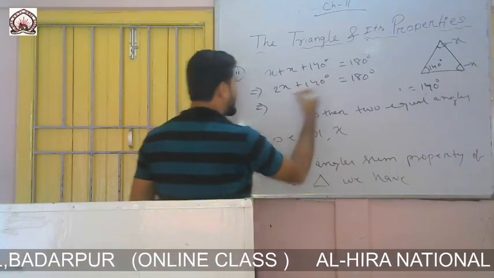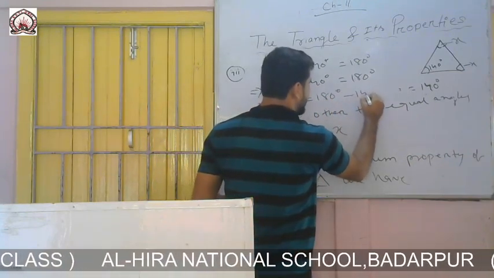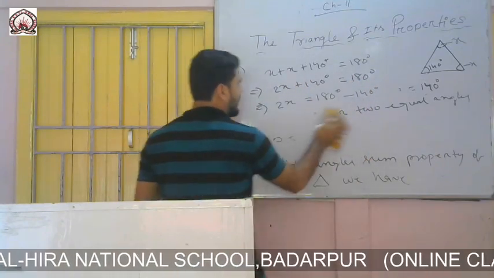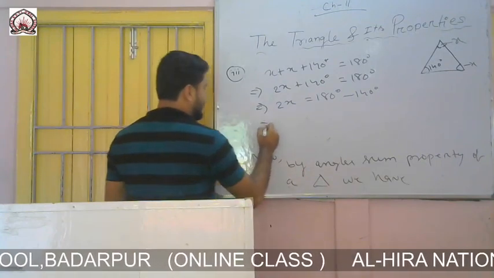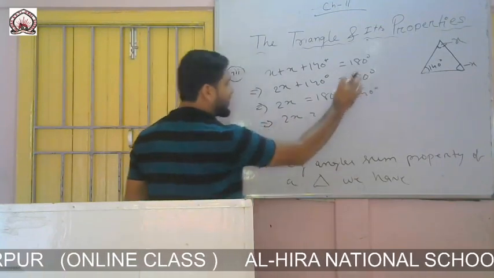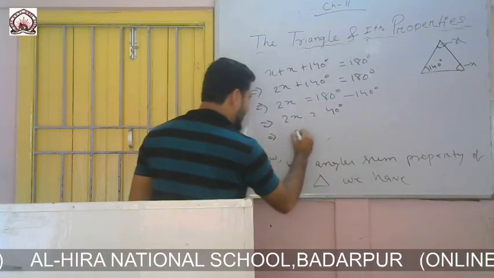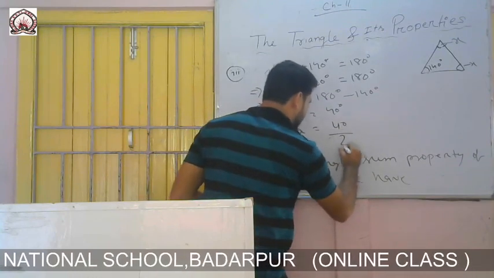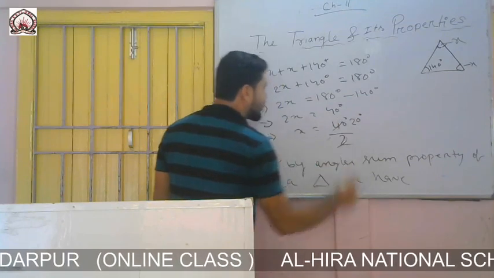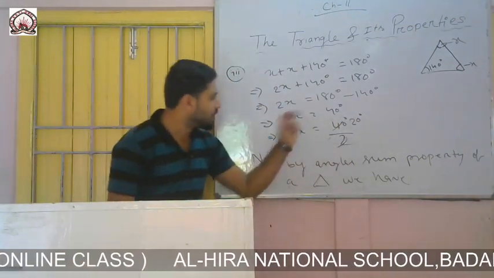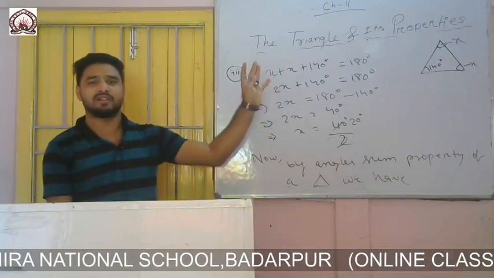So from here I can find x. So twice x equals 180 degree minus 140 degree. I have just subtracted. So now if I subtract 140 degree, then I will get 40 degree. Now I can find the value of x. Now if you cancel, then I will get 20 degree. So we can say that the measure of the other two equal angles is 20 degree.